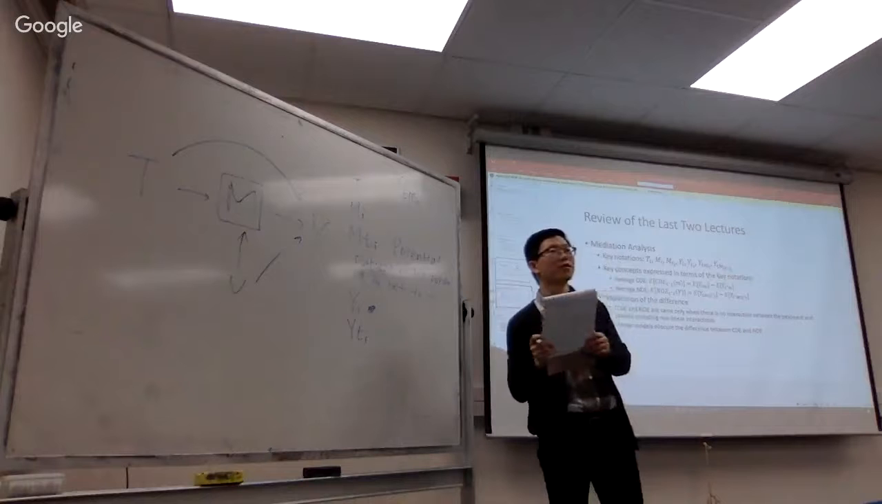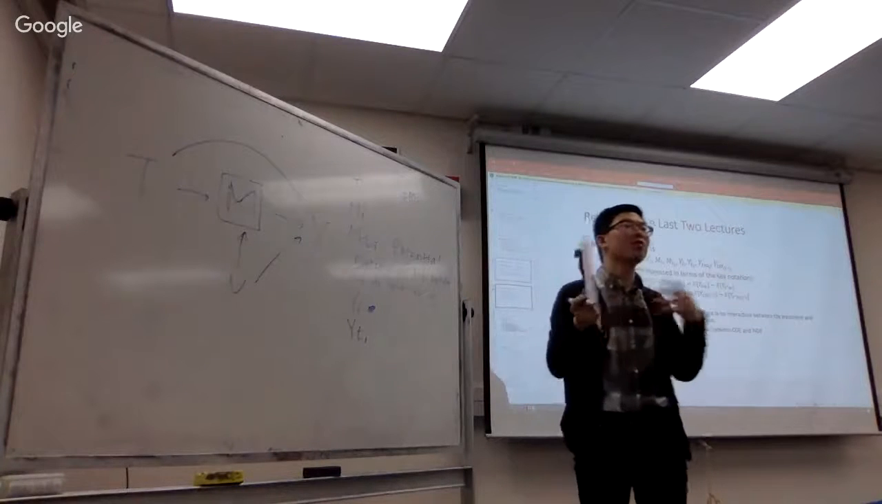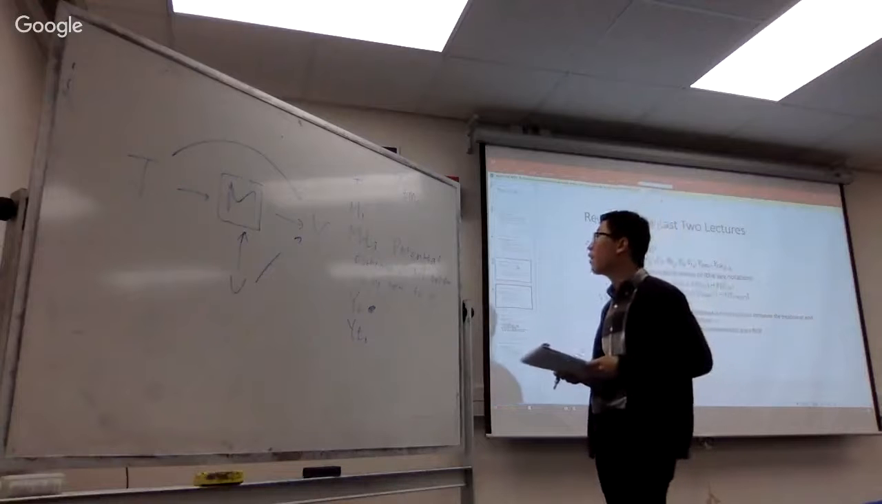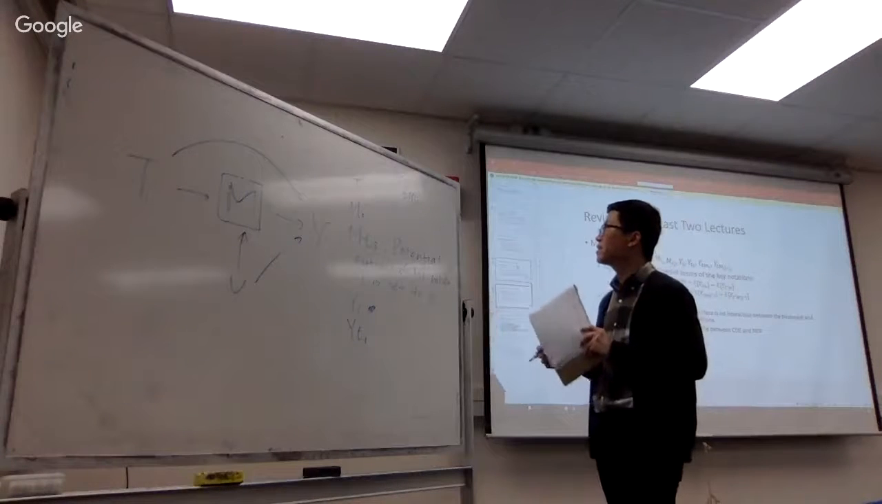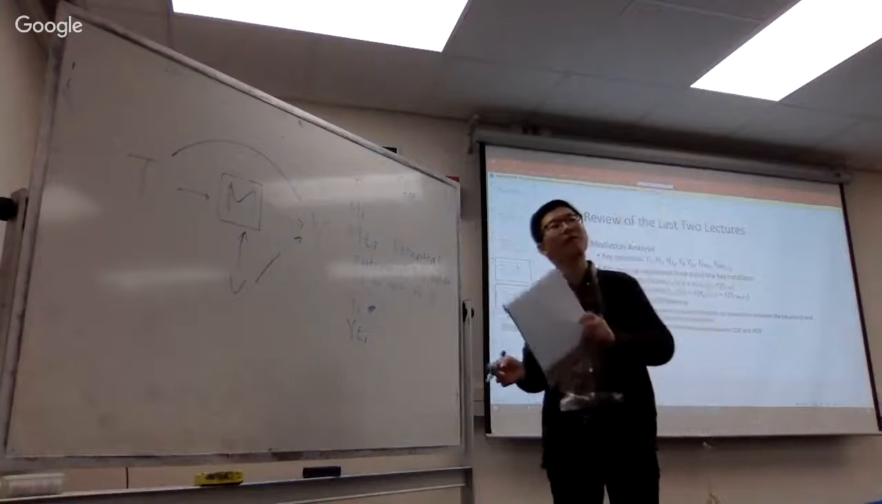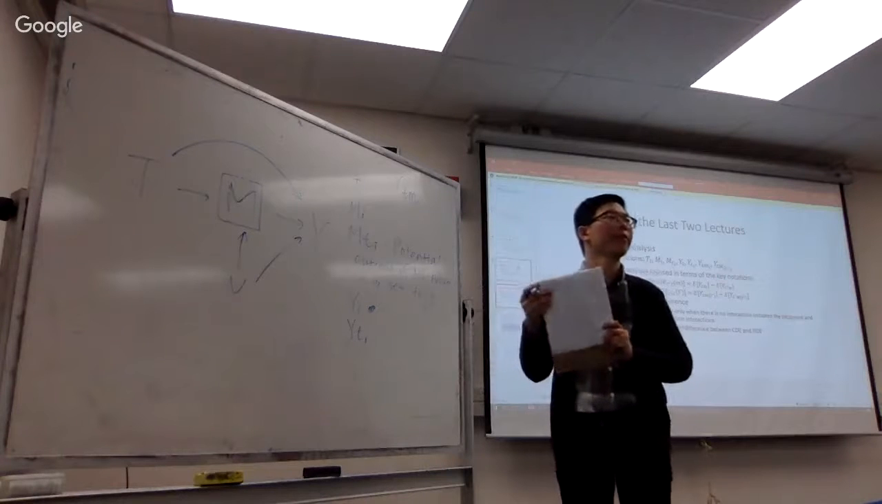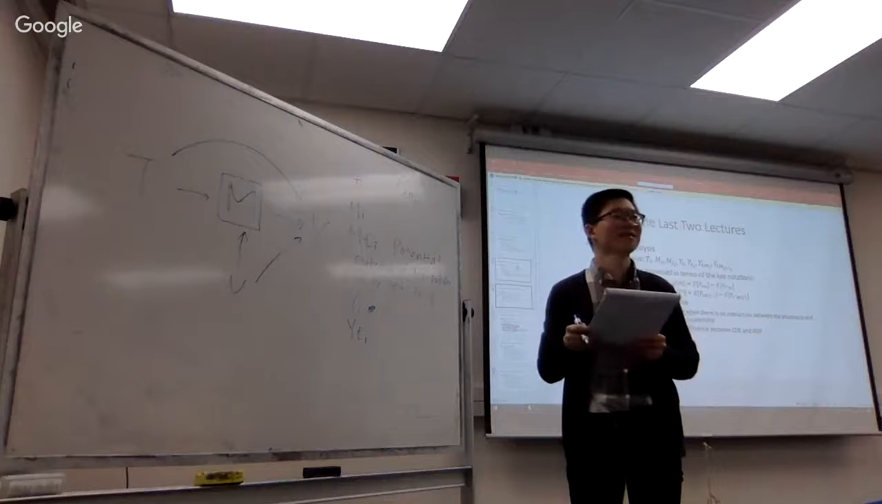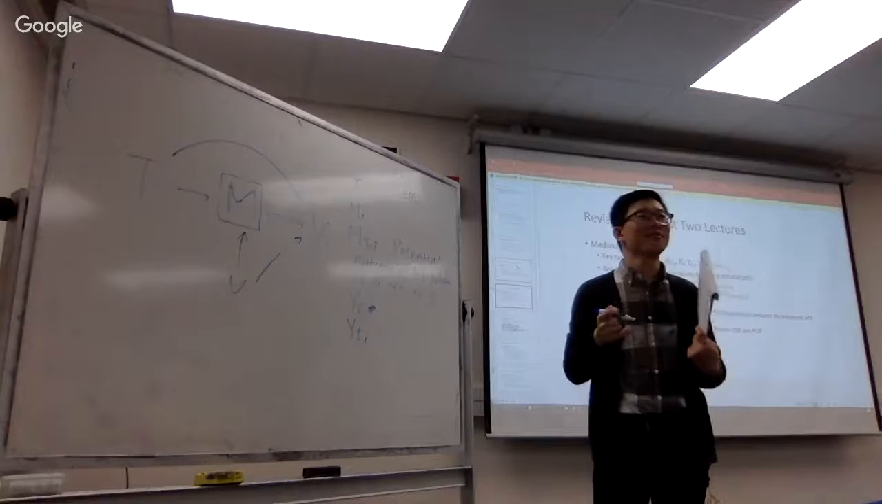Y_i(t, m) would be the potential outcome of Y when T is set to t and M is set to m.